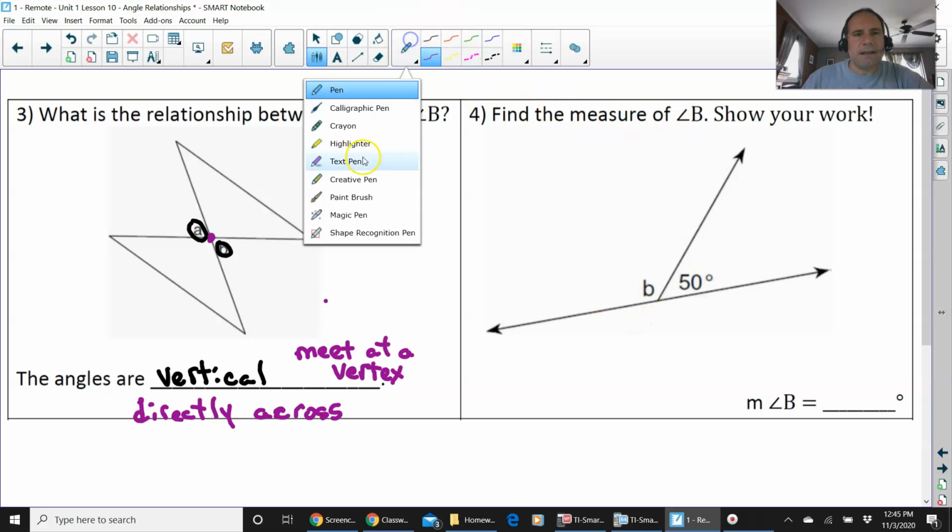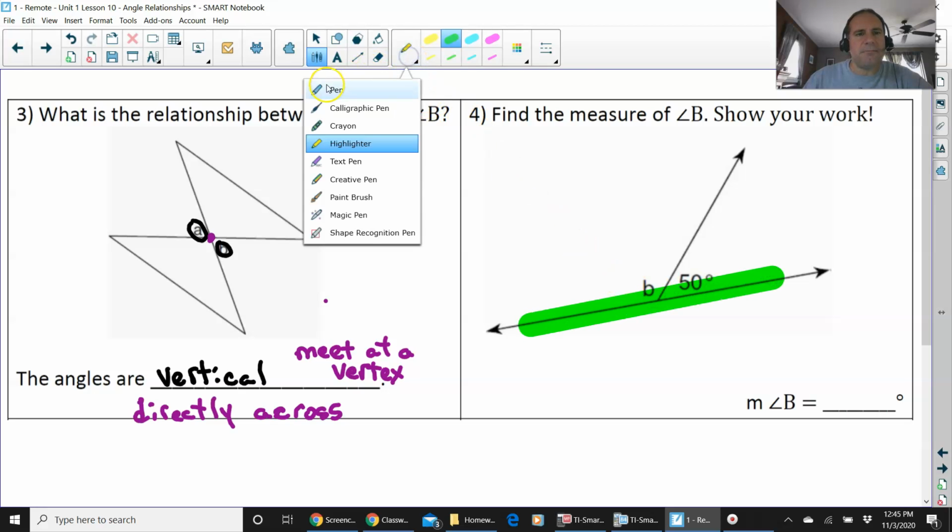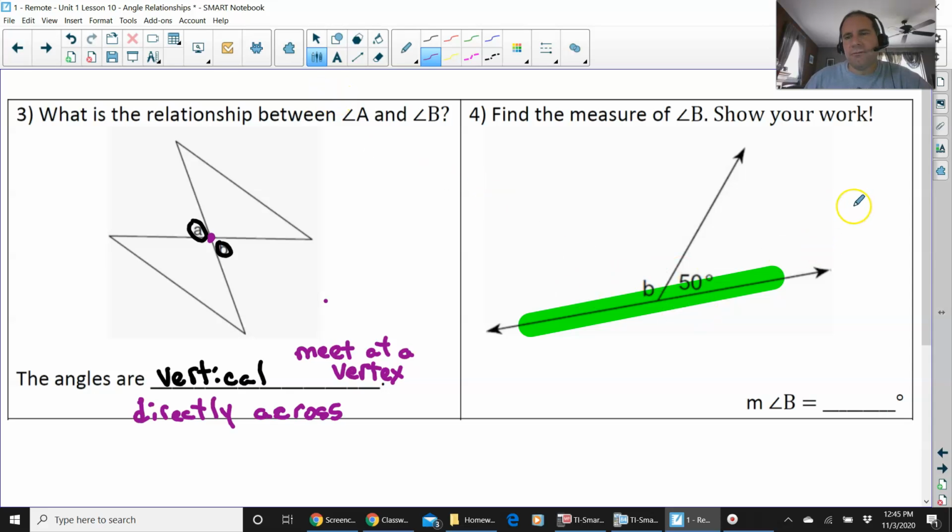I'm going to take my highlighter out, and this is a straight line. Remember, these angles are supplementary. So what do we do? Well, you should have put 180 minus 50. You get 130 degrees, so that means B is 130 degrees.